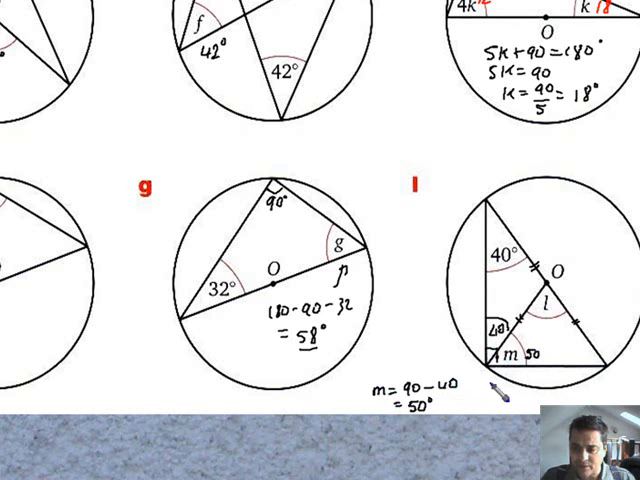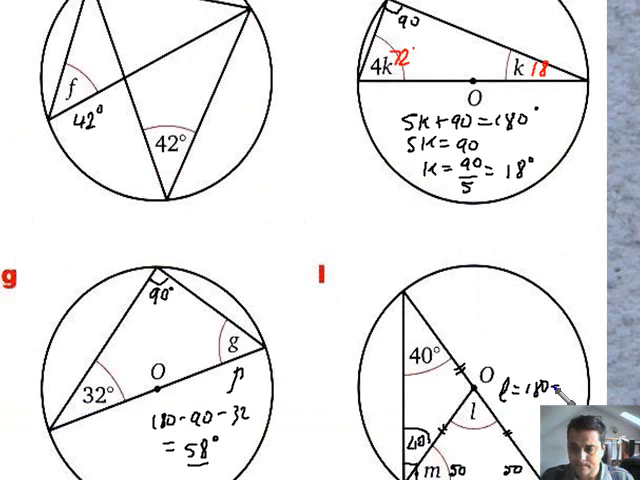So if M is 50 degrees, that means the other part of the triangle here, this angle shown, is also 50 degrees because it's an isosceles triangle. So L is going to be 180 take away the two 50s, which is 100 degrees. Therefore L is going to be 80 degrees.